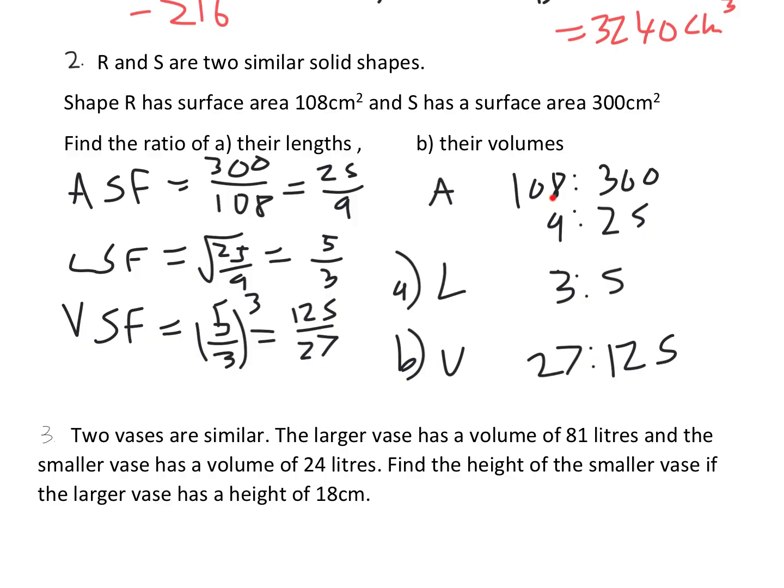If you've got two surface areas, you can write those as a ratio and simplify it. And that can work like a scale factor. That's the area ratio. Like a scale factor, if you want to work out the length ratio, you square root both sides. And if you want to work out the volume ratio, you cube both sides.